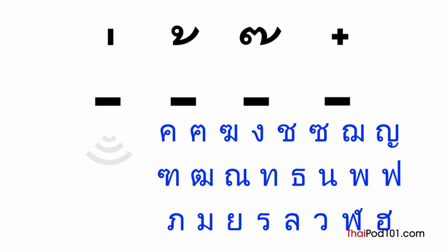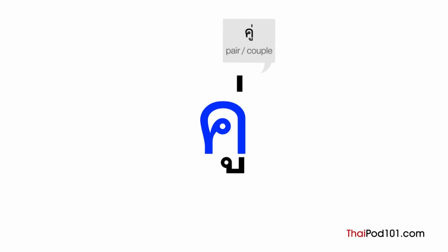One example of this rule is the word คู่, which means pair or couple. คู่ has an initial low-class consonant, คอควาย. The vowel สระอู is written below it. Then we have the tone mark ไม้เอก written above it. ไม้เอก makes คู่ have a falling tone.